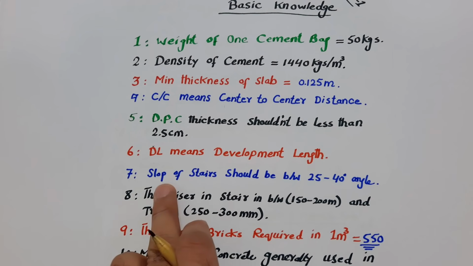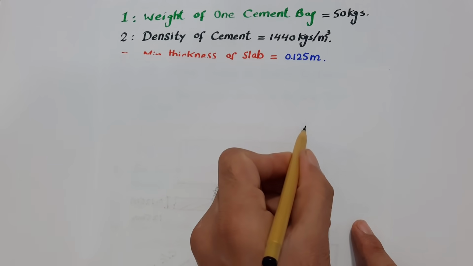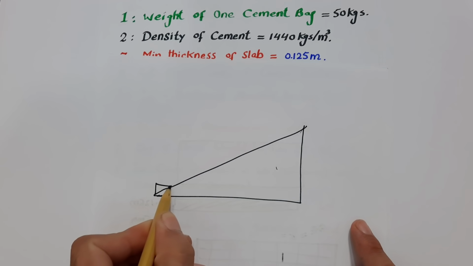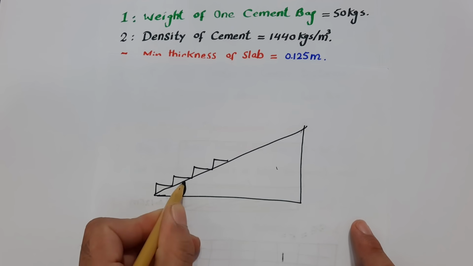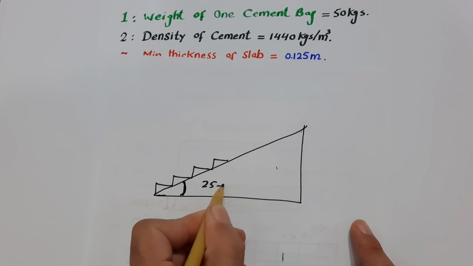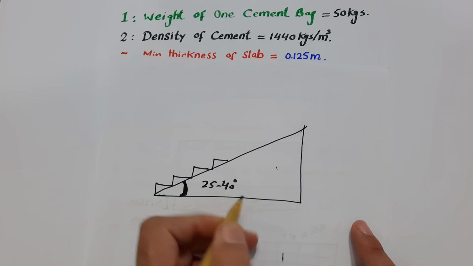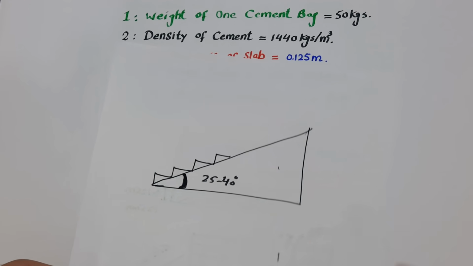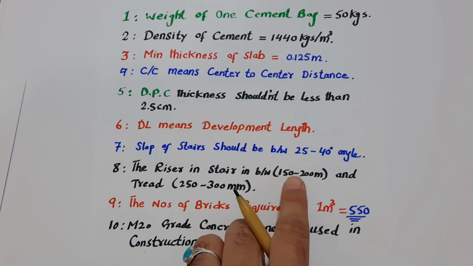The next one is, guys, seventh, slope of stair should be between 25 to 40 degrees. What does it mean? Guys, you can see this is a wall, this is a stair, and these are steps. This angle should be between 25 to 40 degrees. It should not be more than 40 degrees, otherwise people will face more problems when they are using these stairs.